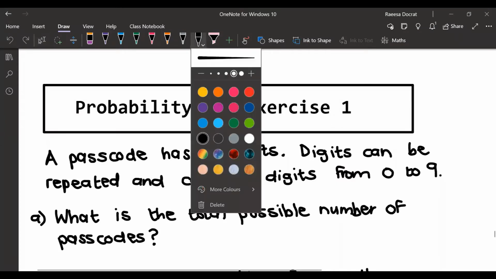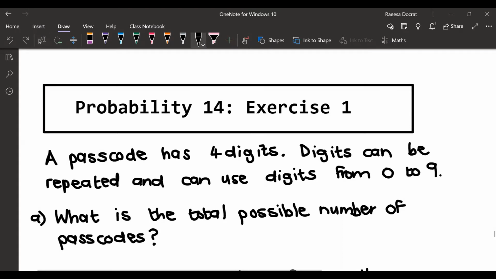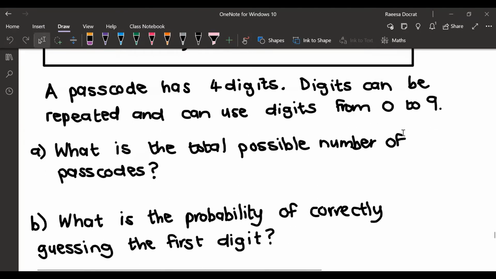In this video, we're just going to practice some of the probability that we've been doing over the past few videos. So let us have a look at this exercise. It says a passcode has 4 digits. Digits can be repeated and you can use digits from 0 to 9. What is the total possible number of passcodes?